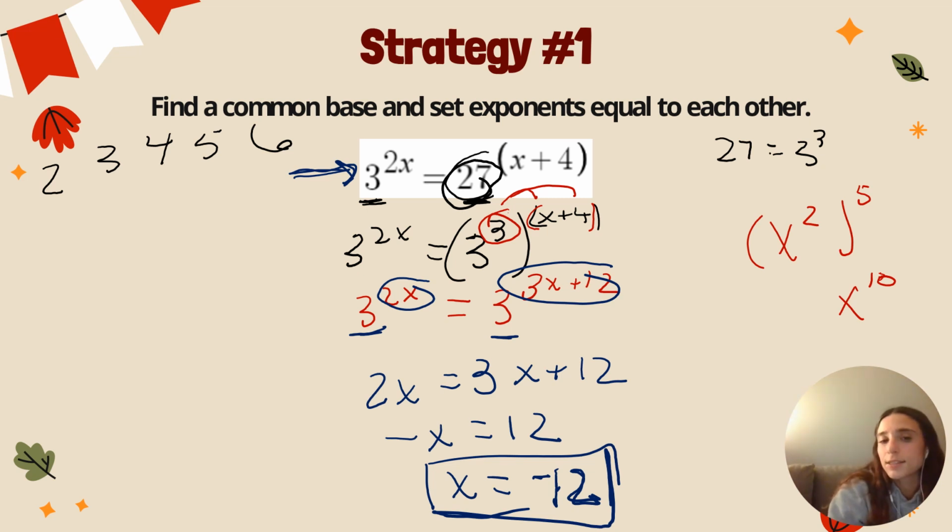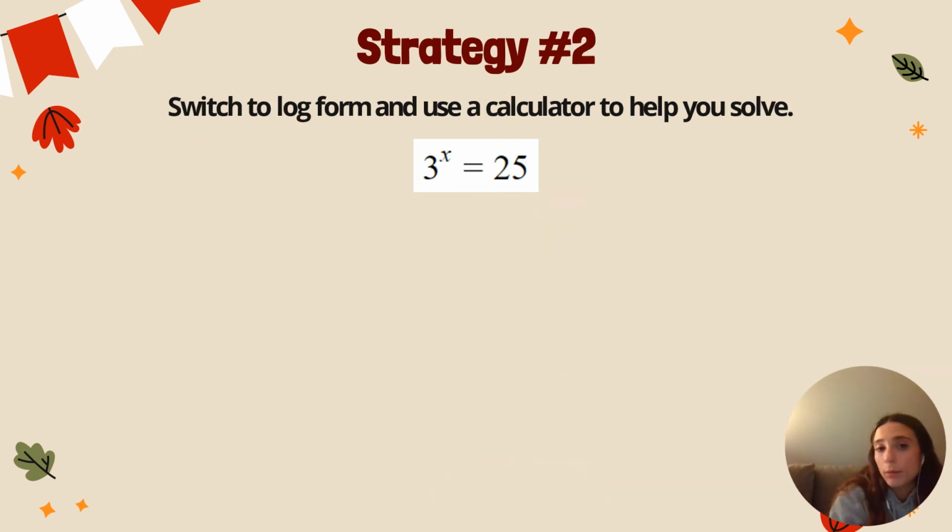Okay, that's type 1 problem, all right? Type 2 problem is you can't change bases, so you're going to change it to a log, and you are going to use your calculator to help you figure it out. And I don't have a calculator with me. Give me 1 second. All right, I got my calculator.